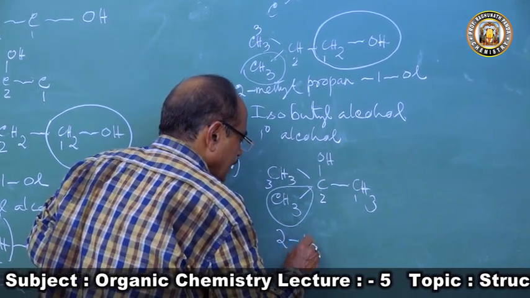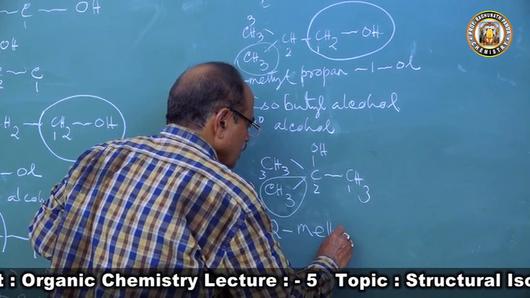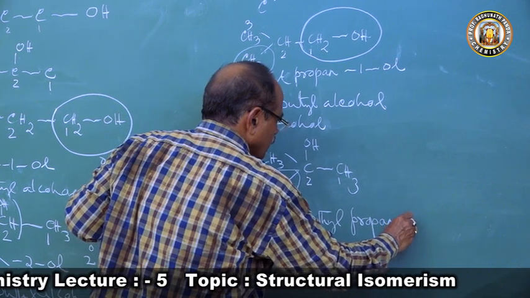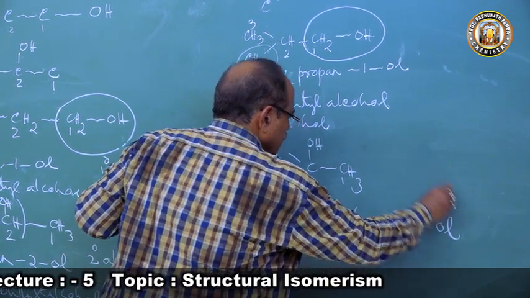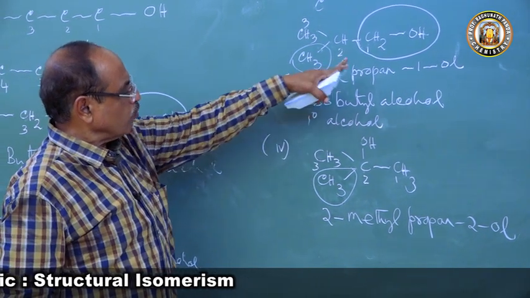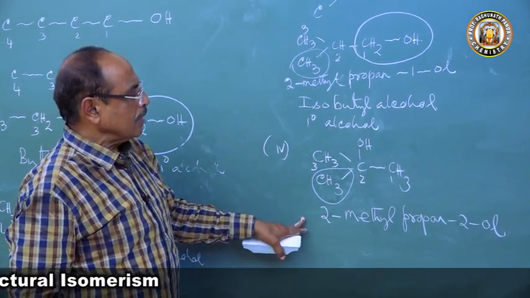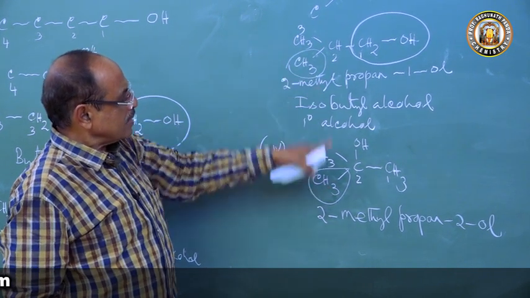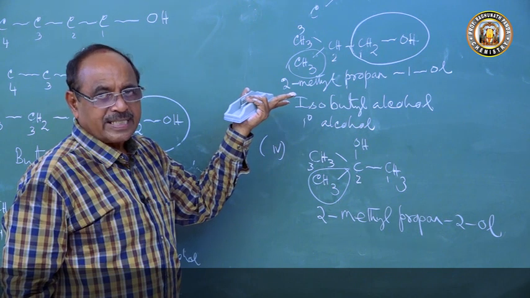A methyl group is substituted at the second carbon atom. So its name will be 2-methylpropan-2-ol. Compare this with propan-1-ol, 2-methylpropan-1-ol, because the chain remains the same, only the position of the functional group changes.